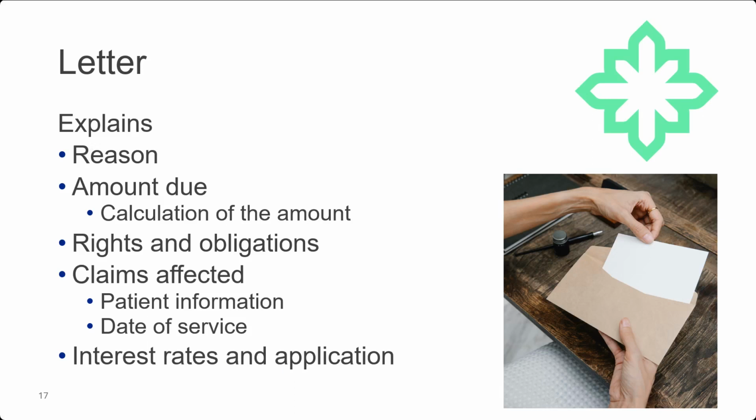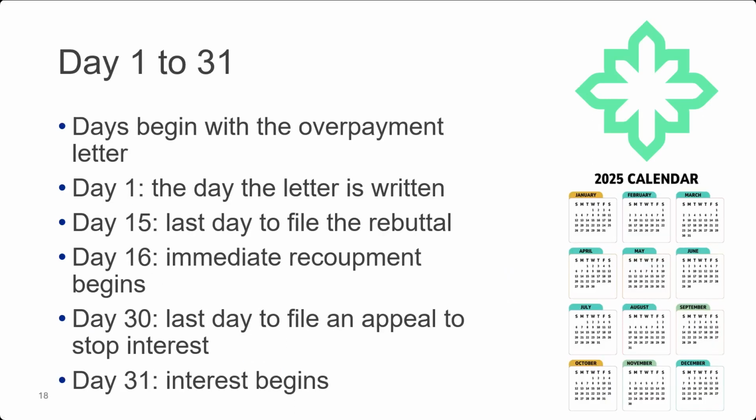So once the letter comes out, that begins our count. That gives you a day one count. This is when the overpayment letter is sent to you. Once day 15 passes, this is the last day to file a rebuttal. A rebuttal is simply a written statement saying, I intend to do an appeal. It doesn't really do anything. If you choose not to do a rebuttal, that's okay, because you can file the appeal anyway.